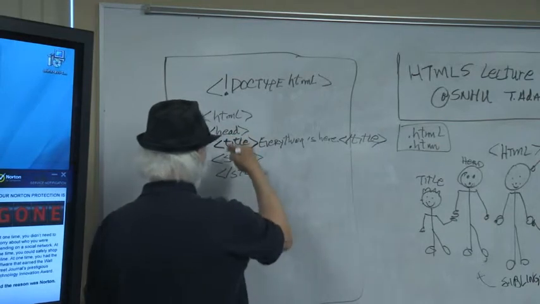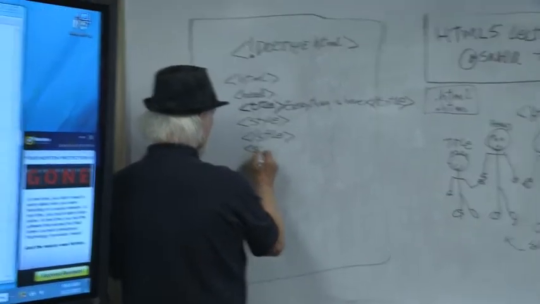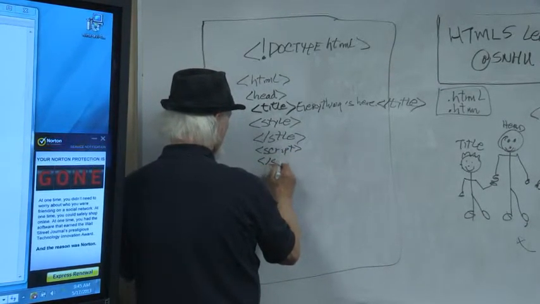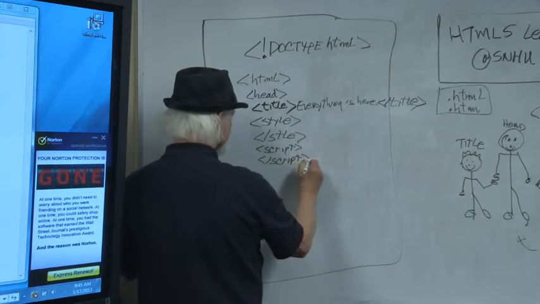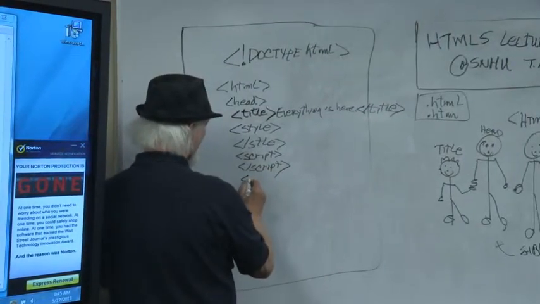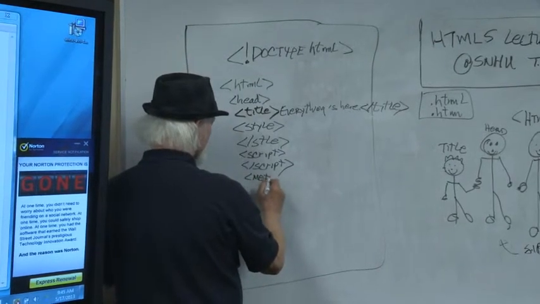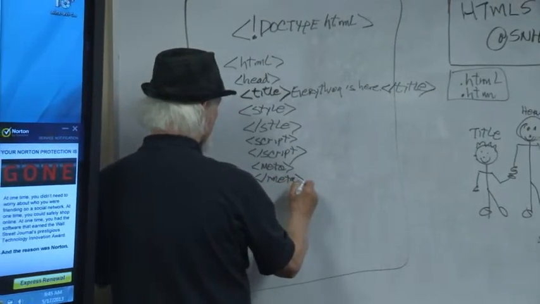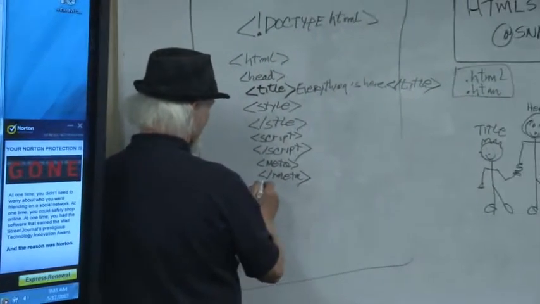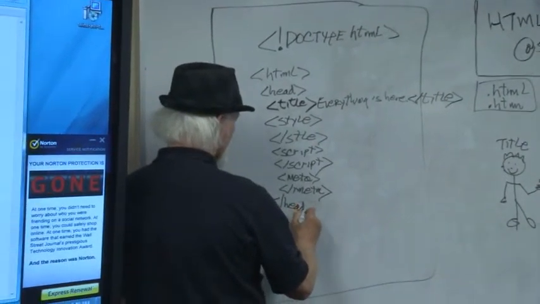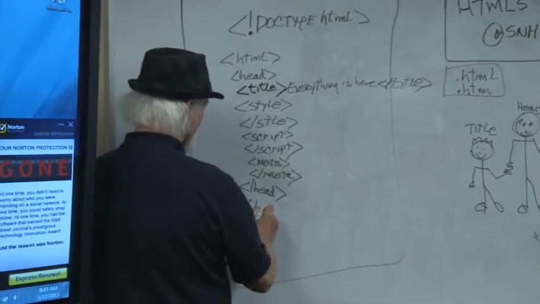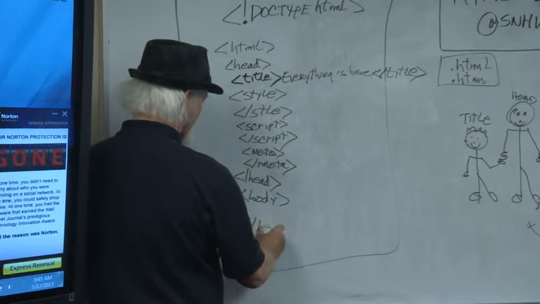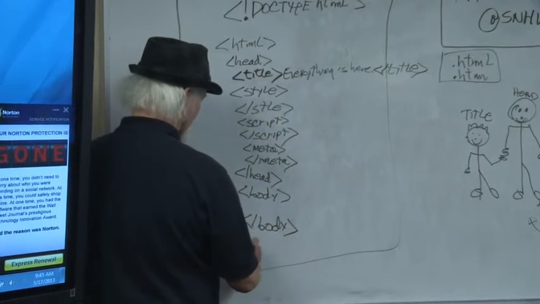Also, what goes inside the head element is a script element. These are optional elements, but they can be inside here. And then also what can go in here are meta elements. And then that will finish, for now, the head element. And then we'll have the body element. And then we'll end the body tag. And then we'll end HTML.